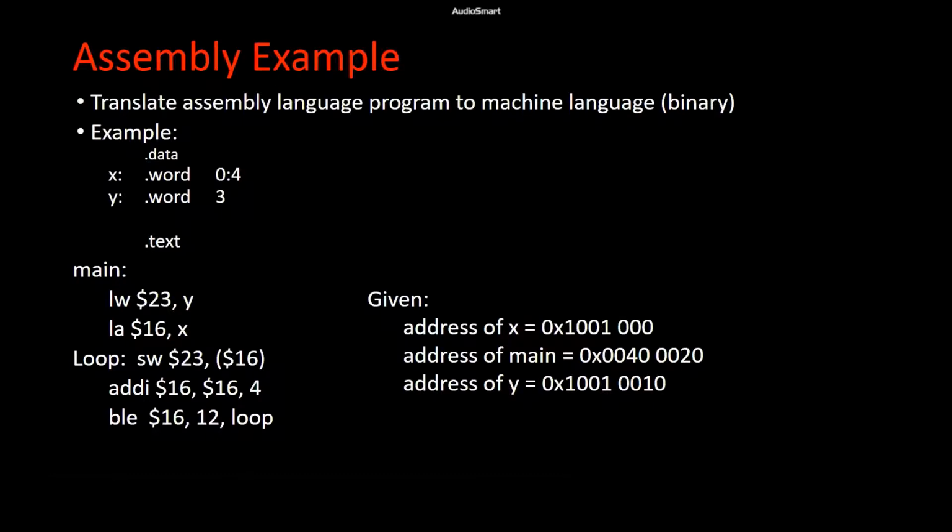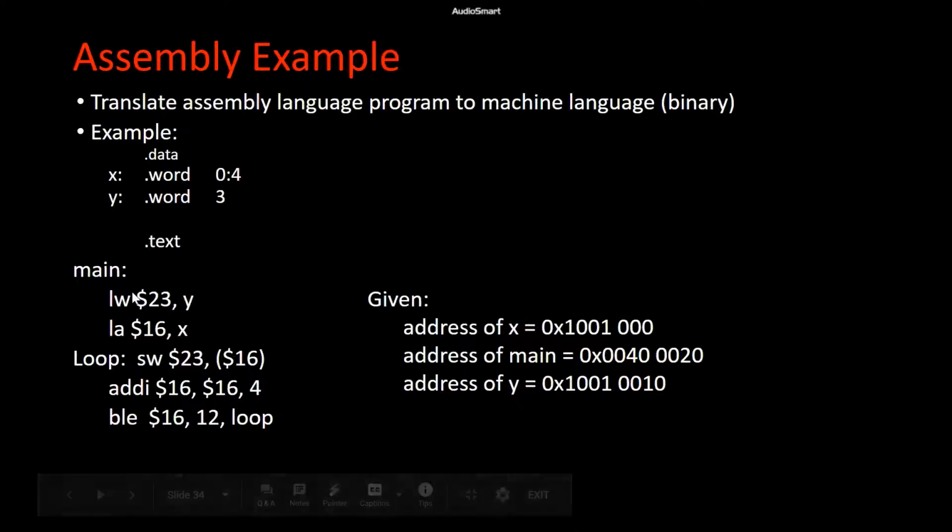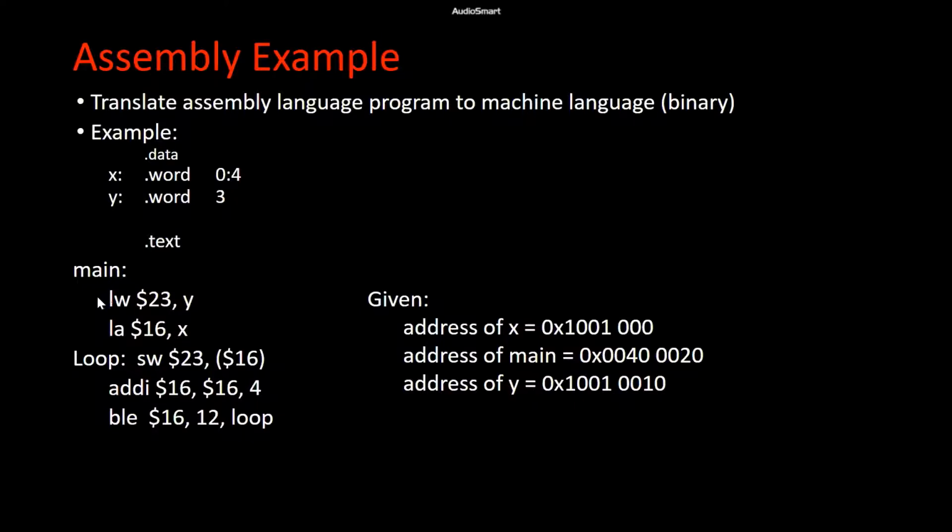Here we are going to look at an assembly example. We have several instructions, and we are going to see how we can convert that to machine code and eventually convert it to a binary number.